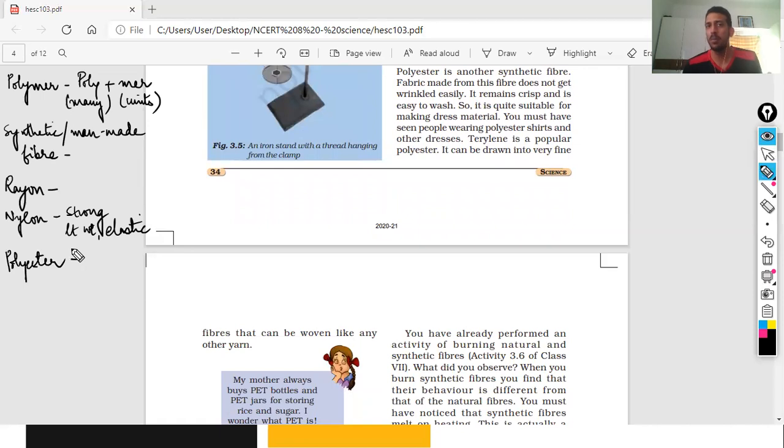And even if you throw them in your bag, you'll see that they don't have any crumbles or any wrinkles on them, which is the reason why it's become all the more famous. And then you have terylene, which is also another variant of polyester. Let me just write down the name here so that you may also be able to note it down. Terylene is another variant of polyester, right?